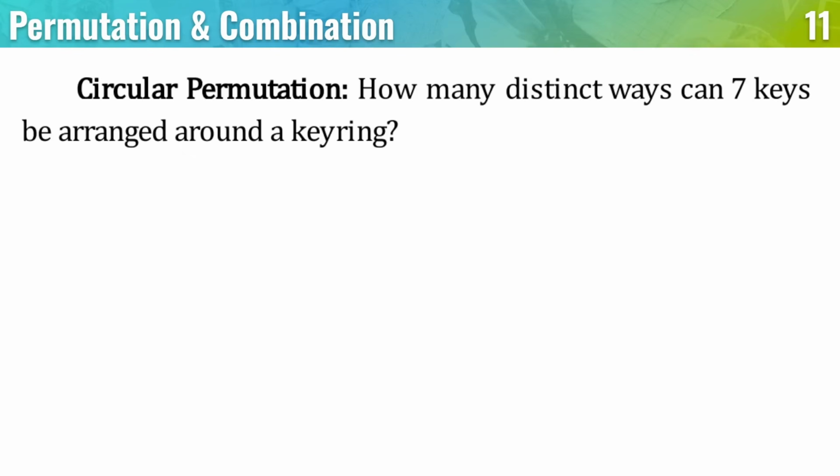Next, circular permutation. How many distinct ways can 7 keys be arranged around a keyring? So if you're arranging things over a round object, like a table or a ring, you need to have circular permutation. So if permutation earlier had n factorial over n minus r factorial, you don't need the denominator anymore. However, you do need n minus 1 factorial.